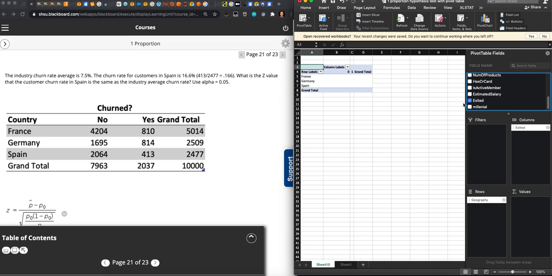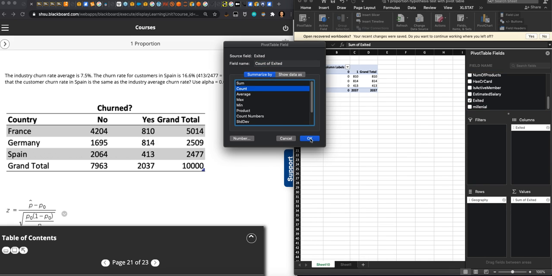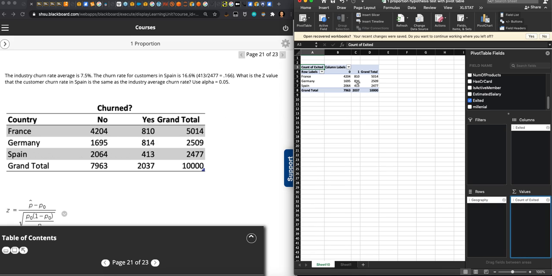It's starting to look like this, and then I'm also going to bring it here to values. You notice this doesn't look right because it's doing sum. Instead, I'm going to change it to count. Perfect. Now my table here matches this table, right? Except for the label here, no and yes. Otherwise, it's identical.